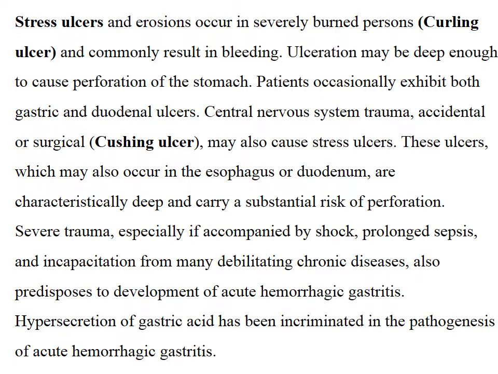Patients occasionally exhibit gastric and duodenal ulcers. Sometimes central nervous system trauma, accidental or surgical, may also occur and cause stress ulcers; we call them Cushing ulcers. So when we talk about stress ulcers, we have two types. One of them is Curling ulcer and the other is Cushing ulcer. These ulcers may also occur in the esophagus and the duodenum. They are characterized by becoming deep and carry substantial risk of perforation.